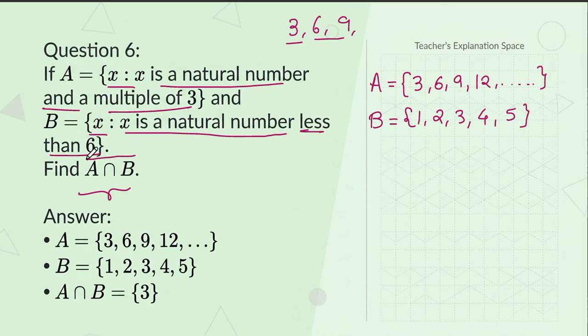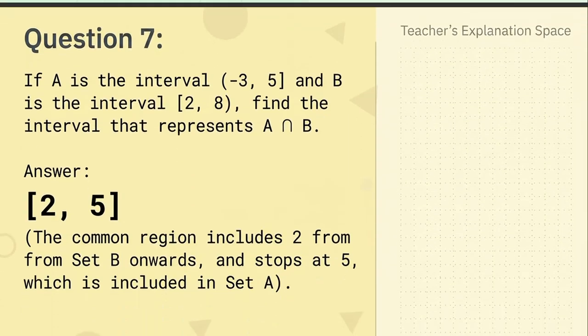So what do we have to find out? A intersection B. Intersection means only the common elements. Which elements are common in both sets? 3 is common. The remaining numbers are not common, so only 3 will come. So A intersection B is the singleton set {3}. Look at the next question.